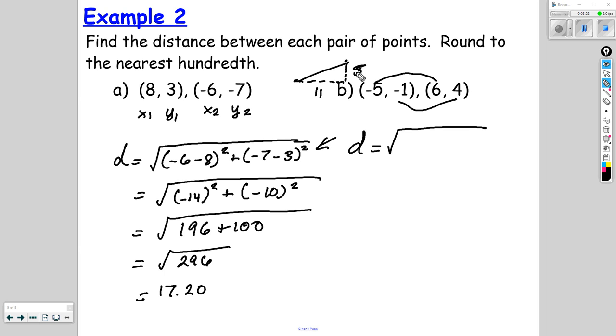We have one side length, another side length, so the distance is going to be the square root of the quantity 11 squared plus 5 squared. All right, this is a little bit easier, a little bit quicker in finding the distance. All right, so we would have 11 squared plus 5 squared, that's 121 plus 25, it's 146. If we round it to the nearest hundredth, we get 12.08.